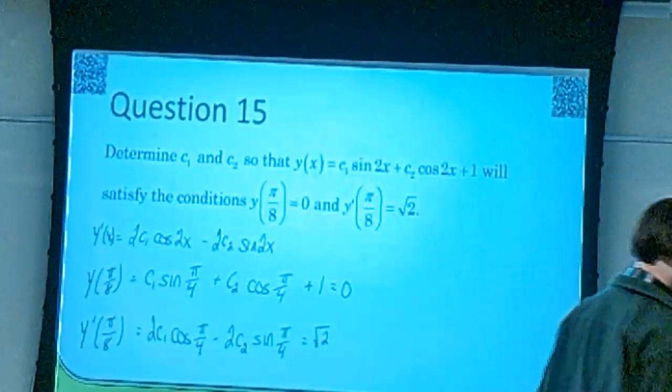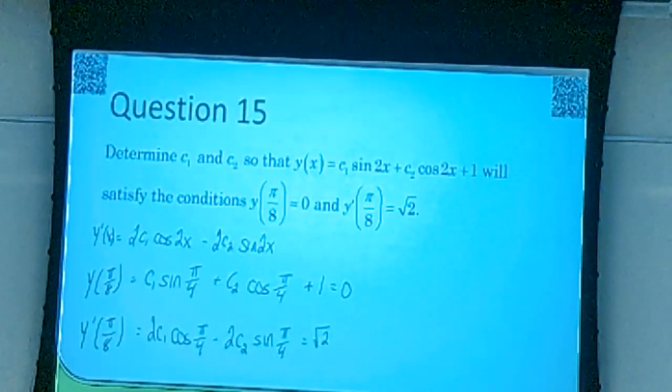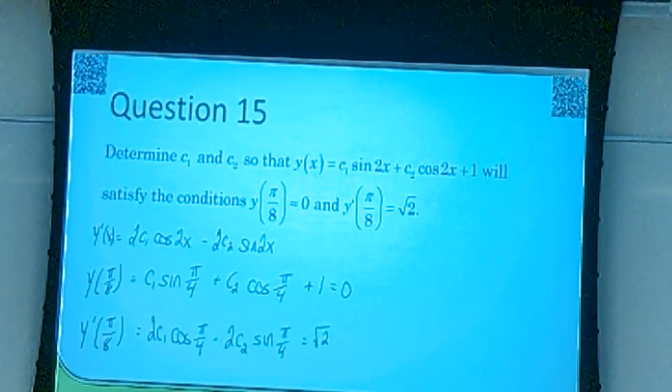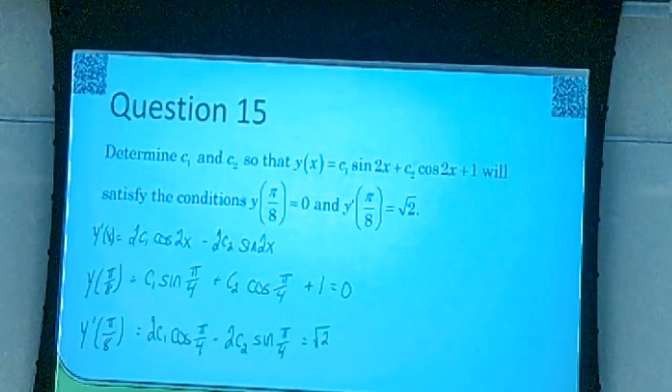Now this one is not so simple to solve because of that plus 1 there. That's a bummer. Sine pi over 4 is root 2 over 2. Cosine pi over 4 is also root 2 over 2.